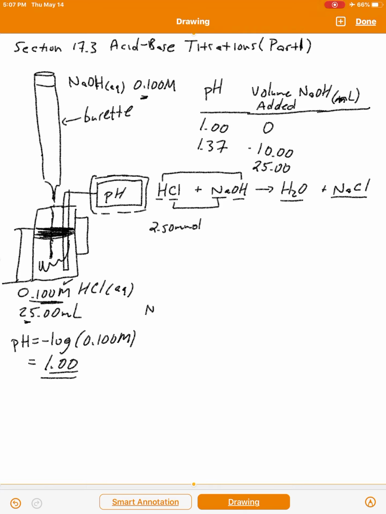For NaOH, remember, it's the volume in milliliters, so we're adding 25 milliliters. And then we're multiplying that by the molarity, which is up here, 0.100 moles per liter. And look what you get, 2.50 millimoles. I picked this particular volume, 25 ml, on purpose to show you that we're going to get the same number of millimoles for NaOH.